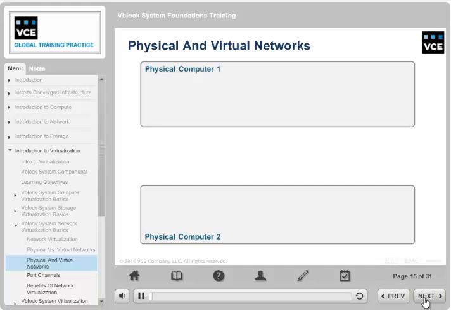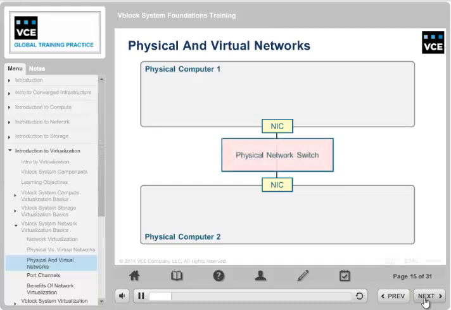In a network, physical computers are connected to each other and to other network resources. The network connectivity for each computer is provided through its network interface card, or NIC. Network switches are among the other components on the network. You learned earlier that network switches manage traffic among components as data passes through the network.